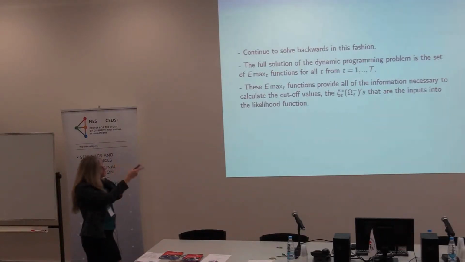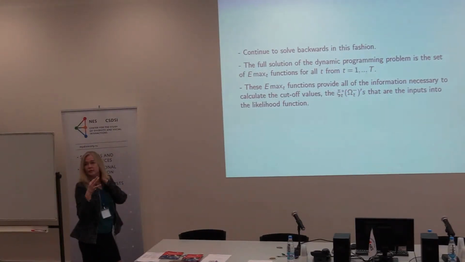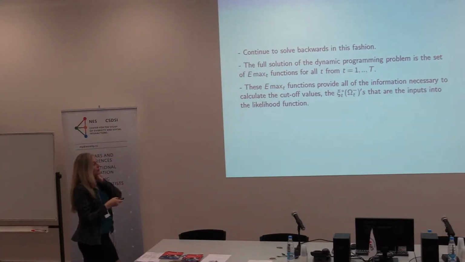So continue solving all the way back to the beginning. And once you have all the Emaxes, then you have all the information necessary to calculate these cutoffs, and those are the things that are crucial to get the likelihood function. So this omega, that's everything you observe, the observed characteristics about the woman, and then you can write down the probability of working and not working. Once you have the Emaxes, you can do the likelihood. Okay, so it's kind of the 2 pieces.